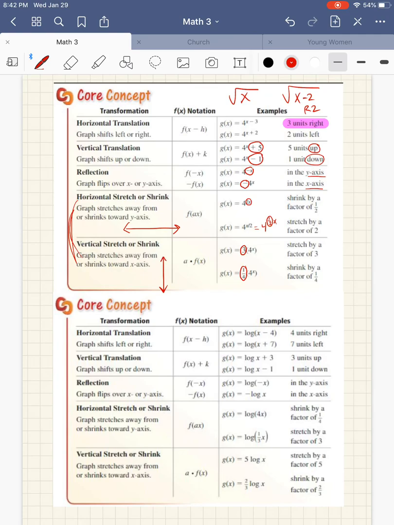So if you notice, these rules are actually the same for logarithm too. If I put -4 here with logarithm, it's similar to -3 up here with exponential. It's going to move it 4 right, left 7, up 3, down 1. Here's our negative inside with the x, that reflects over the y-axis. Negative out front reflects over the x-axis. Number with x is going to stretch it horizontally. Number outside is going to stretch it vertically.